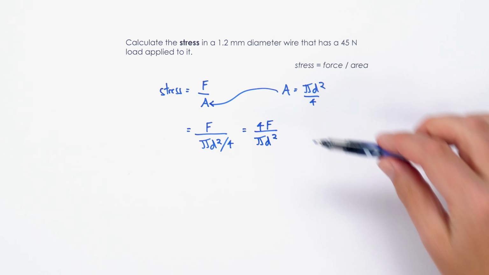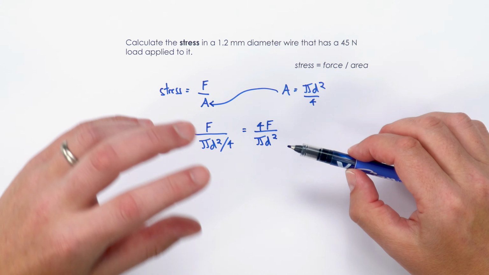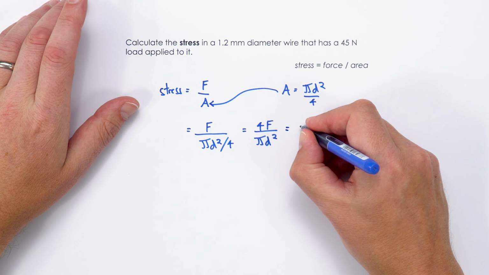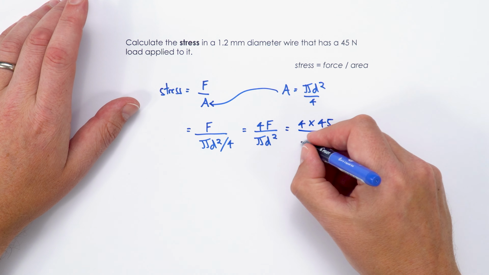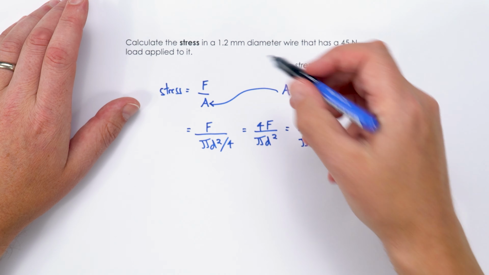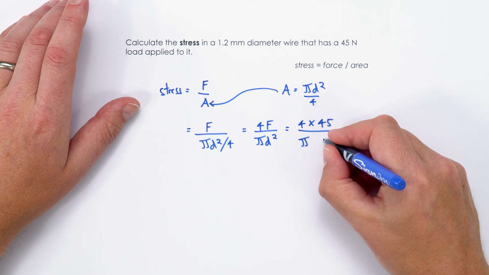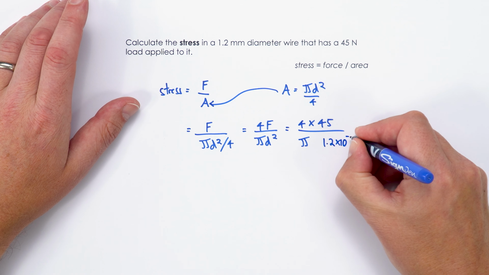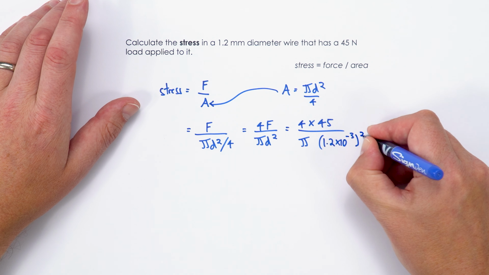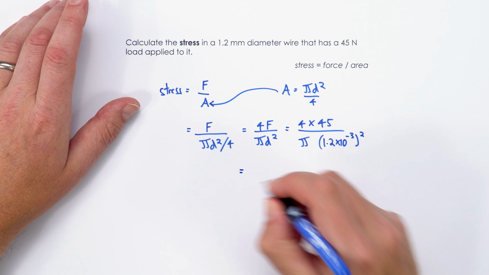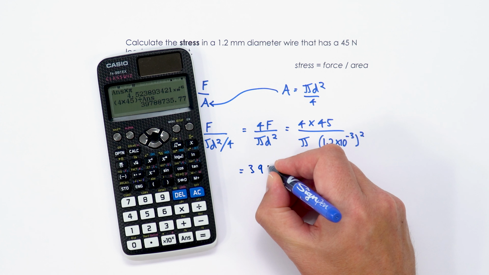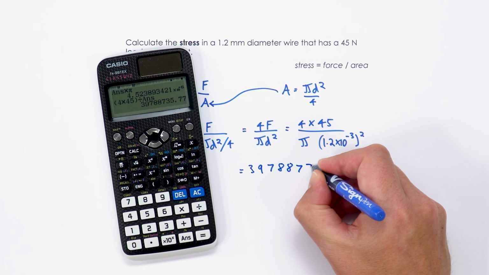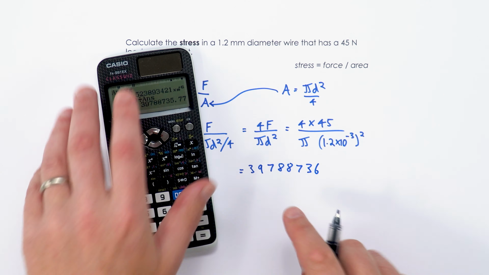So what we now have is a new equation that you might not be familiar with, but that just means we can put all the numbers in one go and then work out the final answer. So this is going to be equal to 4 times the force, which is 45. Divide that by pi times the diameter, which in this case is 1.2 millimeters. So that's 1.2 times 10 to the minus 3 meters, and that's all going to be squared. And this means the stress is equal to 3978873.6. Okay, so quite a big number.